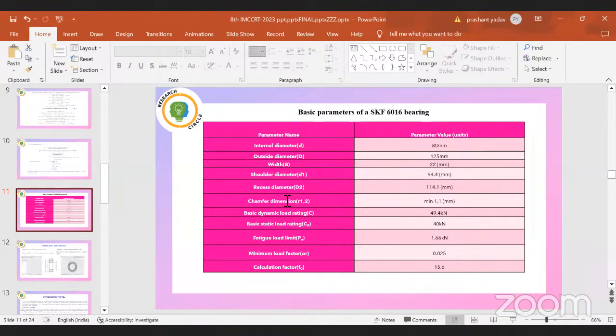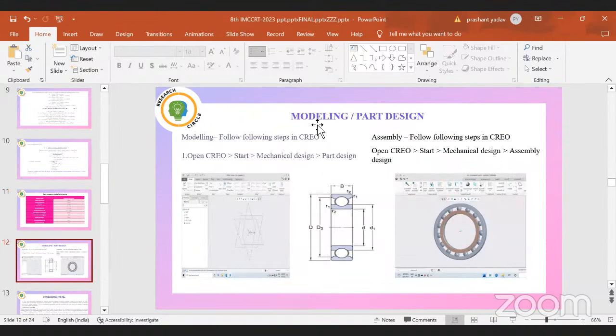Diameter, recess diameter, chamfer dimension, basic dynamic load rating, basic static load rating, fatigue load limit, minimum load factor. And modeling in Creo. This is our Creo software and we create a bearing.